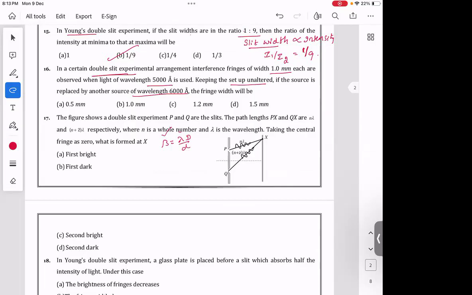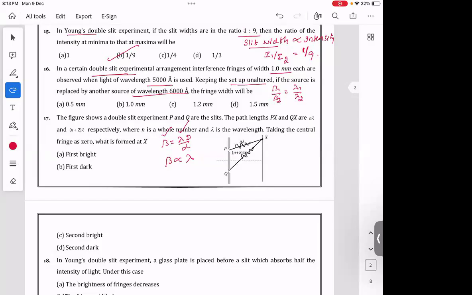So how are the fringe width and lambda related? Fringe width is directly proportional to the wavelength. So what is beta 1 by beta 2 then? It is equal to lambda 1 by lambda 2. Beta 1 by beta 2 is equal to lambda 1 divided by lambda 2.